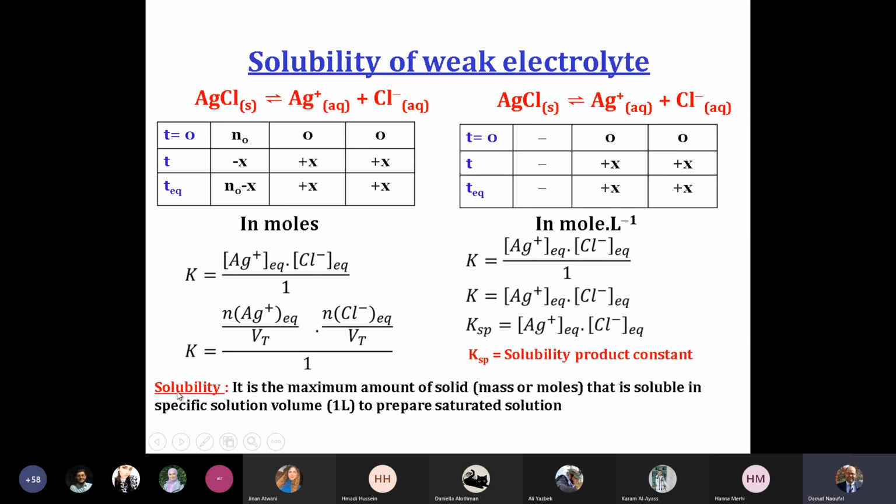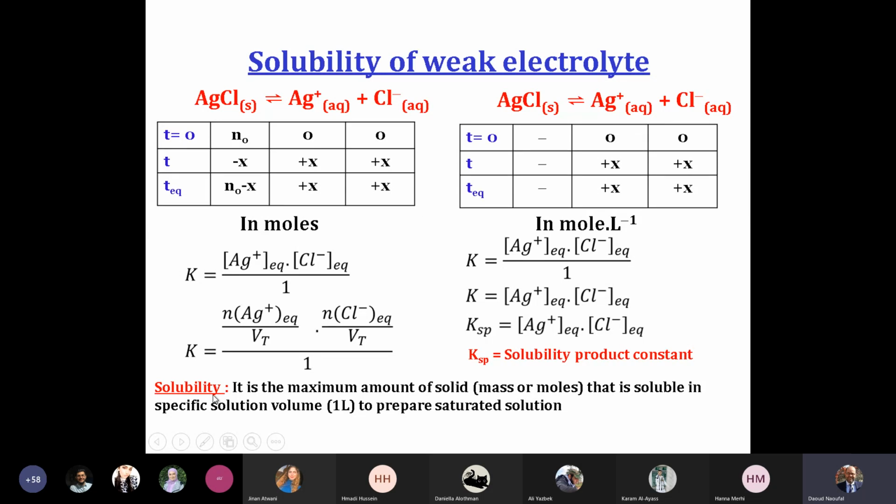So we talk about formation of ions by partial dissociation in the case of the weak electrolyte, and the objective is to know what is the concentration of Ag plus in the solution at equilibrium, or what is the concentration of Cl minus in the solution at equilibrium, or what is the percent of AgCl that has been dissociated, or what is the percent of AgCl that remains precipitated. So we talked about solubility in the case of the weak electrolyte.